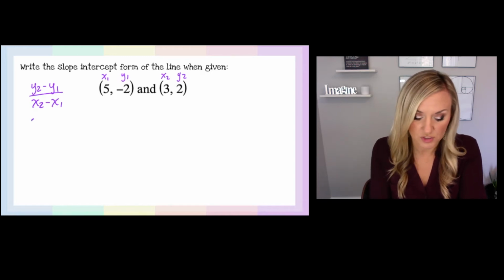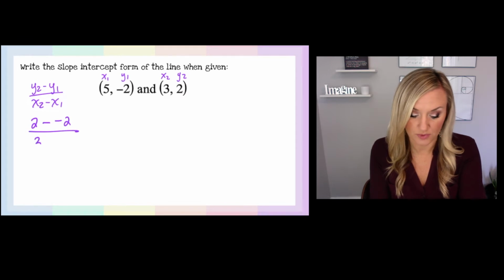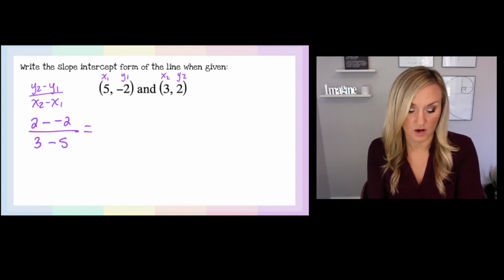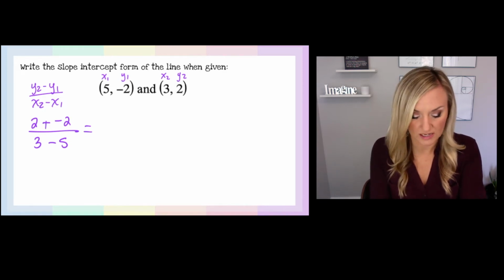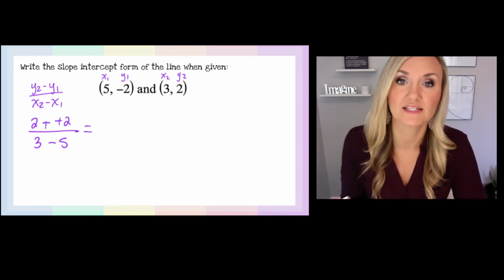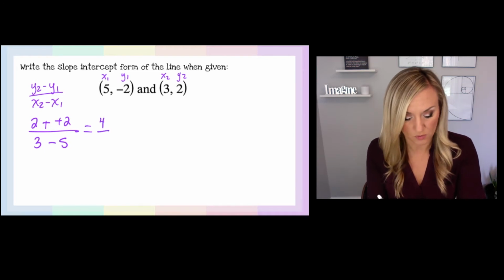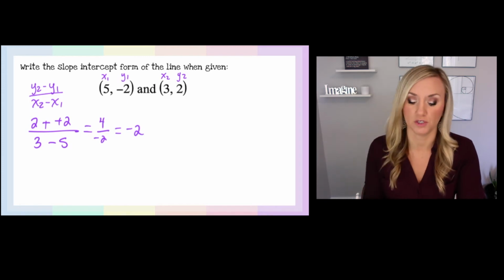So we have 2 minus -2 over 3 minus 5. All right, 2 minus -2, we know that that changes to a positive because a negative times a negative is a positive. So we have 4 over -2, and it looks like our slope is -2.